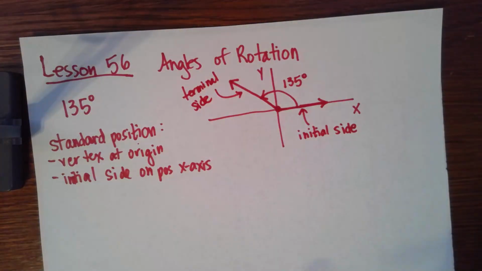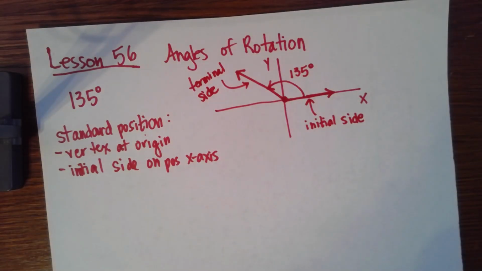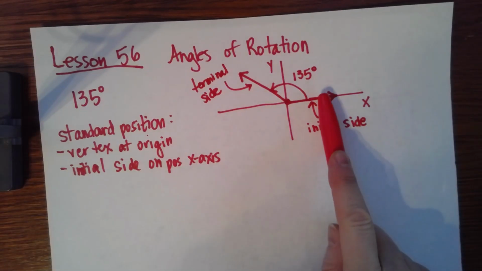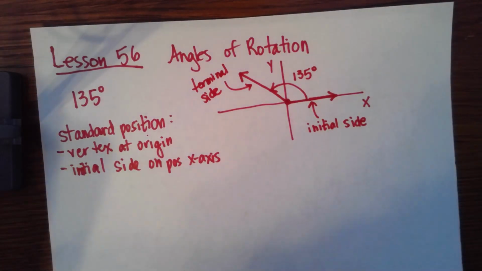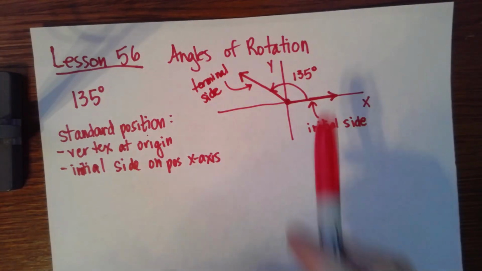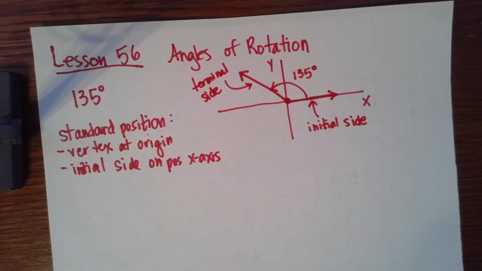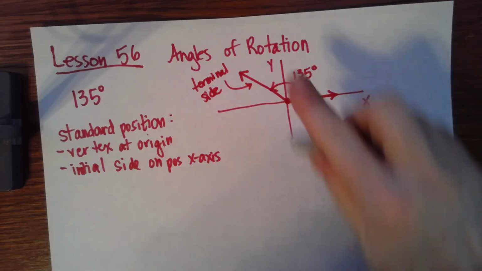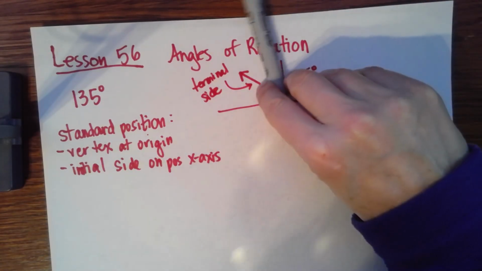Okay, now in standard position, the initial side is always going to be on the x-axis, and then the terminal side is wherever it just happens to be when you stop rotating and get to the right number of degrees. So positive angles will always go through the quadrants in order.